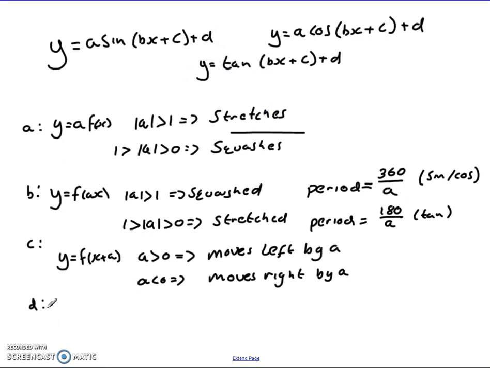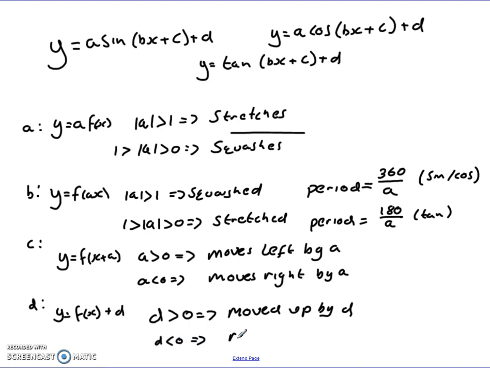We've then got the last one here, the plus d, and again treat that the same as when we did y equals f of x and then the plus d outside the bracket. This affected the y direction because we already have our function and shifted it up or down. So if d was bigger than 0, what it did was it moved up by d. And if d was less than 0, it shifted down. So it moved the whole graph down by d. These were your 4 graph transformations that we're going to focus on when we're doing the trig transformations.